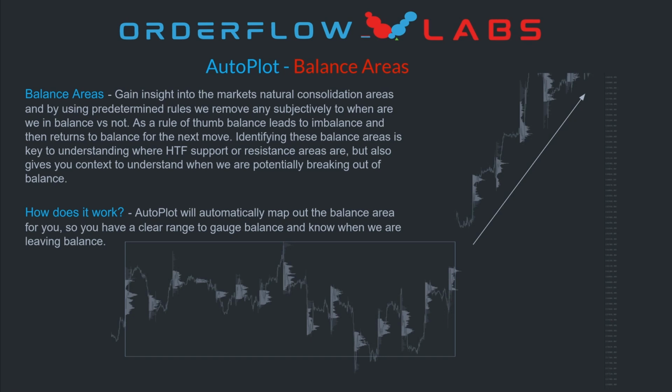So what this does is basically give you an idea of where those higher time frame support or resistance areas are, but also gives you context of when a legitimate breakout is happening versus potentially a fake breakout. And it's automatically mapped for you. Again, it can be put on any chart: TPO, 30-minute, execution. Typically, I like to use this on my higher time frame 30-minute charts. So this is a nice, clean way to get that visual reference of when we're in balance and when we're potentially leaving the balance area.